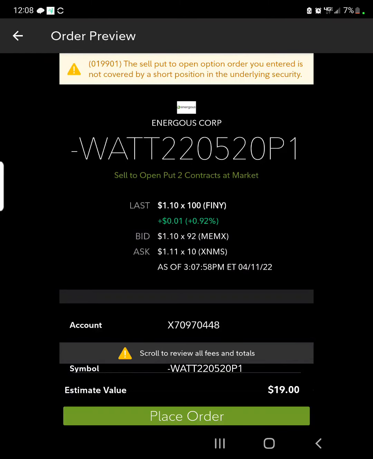And I don't have a short position. If I had sold short, then I would be able to buy back those shares using this contract. But because I don't have any short positions, it's giving me that little warning: hey, this is not covered by a short position. So when it does exercise, it's going to need to be covered by cash.